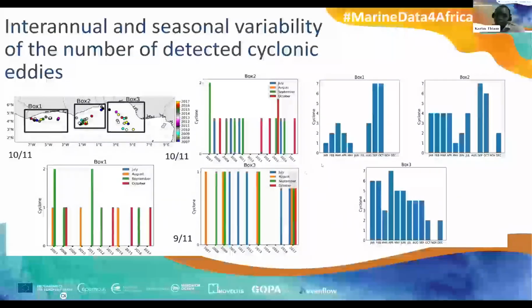And when we analyze the seasonal variability more closely, we find seasonal modulations. We find a peak of cyclonic eddies during the minor upwelling season and a maximum during the major upwelling season. You can see it for box 2 also, but it is less evident for box 3.